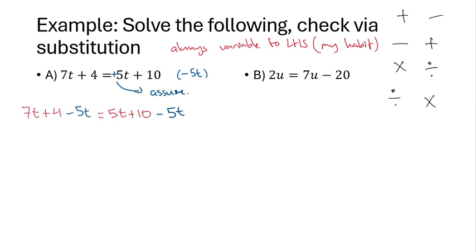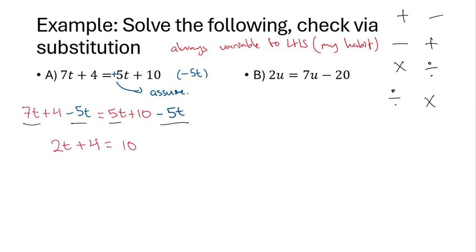So I have here 7t minus 5t. That just becomes 2t. Now the plus 4 doesn't change, so I'm just going to write that down. And on the right hand side, 5t minus 5t becomes 0, so it just basically disappears. And then whatever's left over on the right hand side, I can see that it's just positive 10.